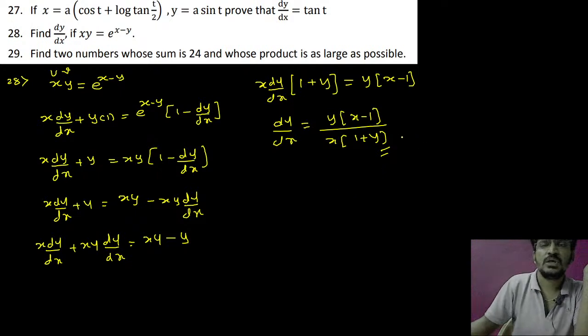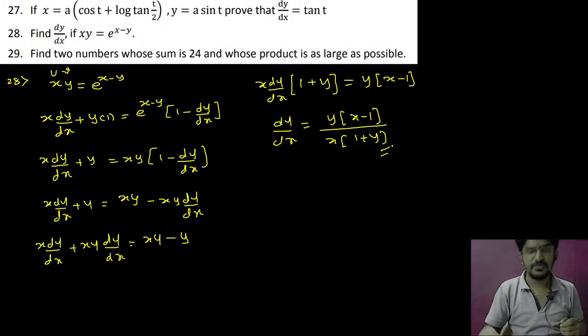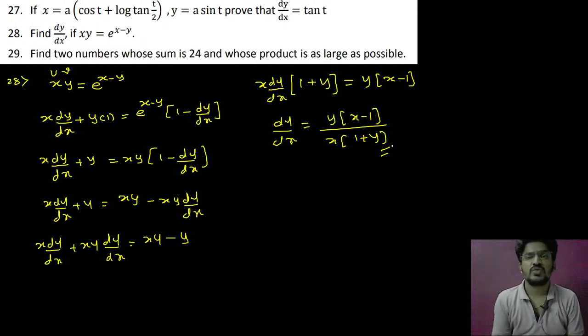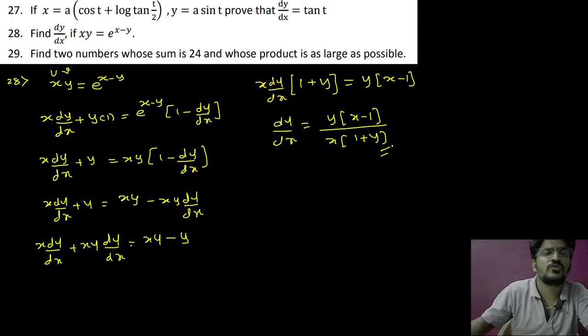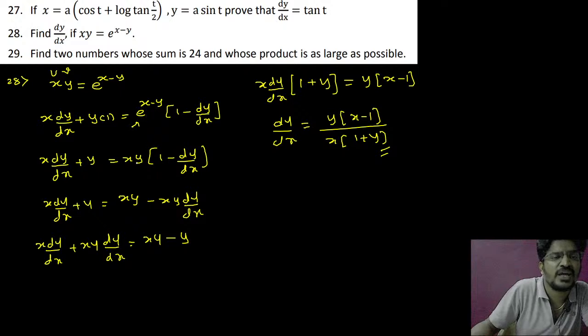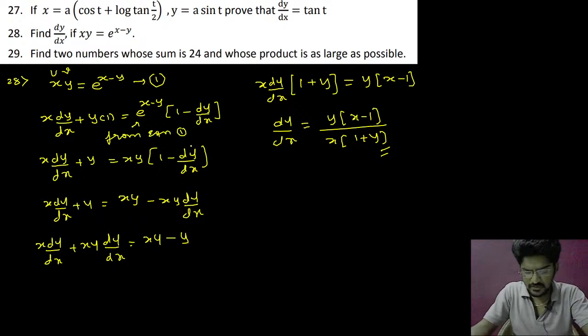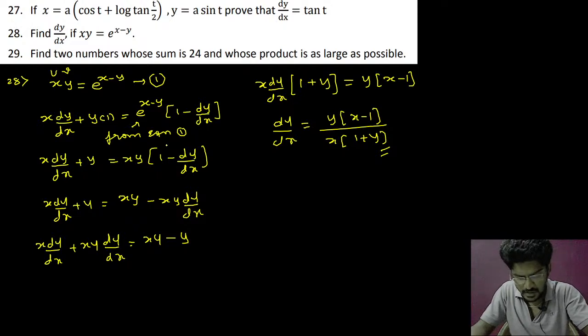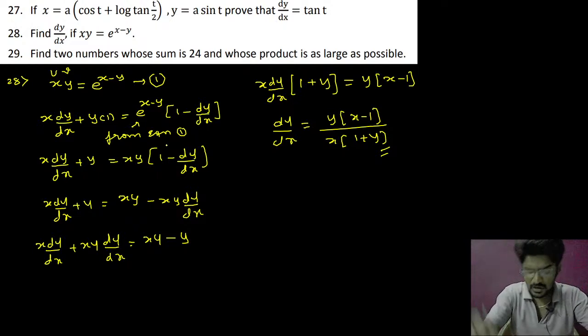Okay, clear? So quickly give me thumbs if you are understanding this. That is dy by dx equal to y into x minus 1 divided by x into 1 plus y. And here don't forget to replace e to the power of x minus y as xy. Otherwise you can adjust it here from equation 1. Okay, so I think all of you have understood this. So I can go for problem number 29.